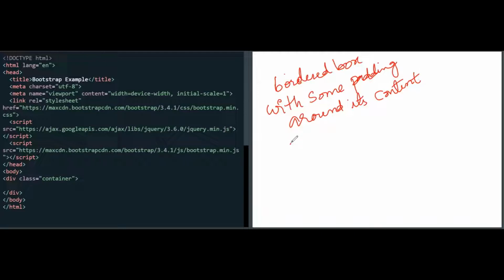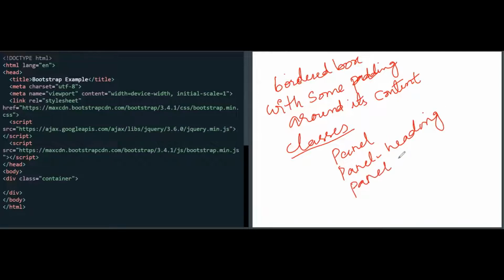There are various classes that are available in the panel. The first class is the panel class, and then you have the panel heading class, the third one is the panel body class, and the fourth one is the panel footer class. Then you have the panel group class, and you can also use panel along with the contextual classes.